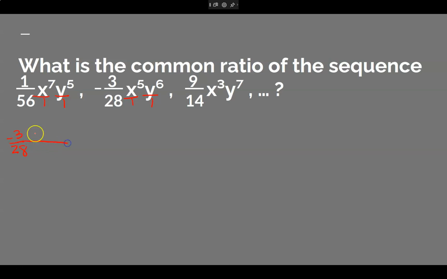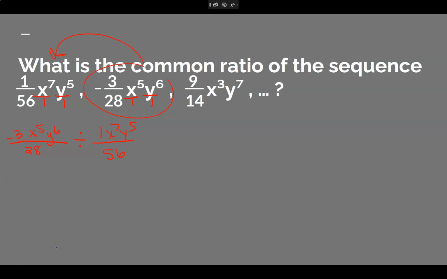Okay, I'm going to put x to the 5th and y to the 6th in the numerator with it. We're going to divide that by the previous term, which was 1, x to the 7th, y to the 5th, over 56. Because you have to take a piece and divide it by the piece before. That's how you figure out what did I multiply by to get there. We're doing the inverse of it. Okay.